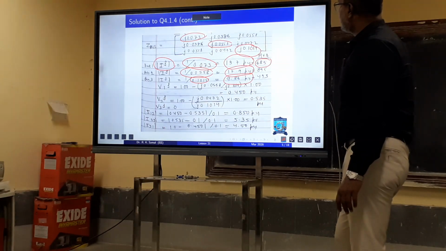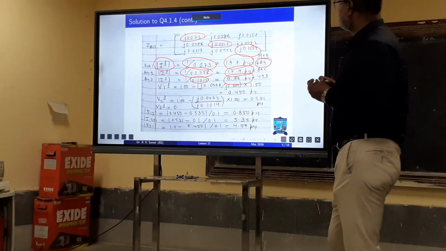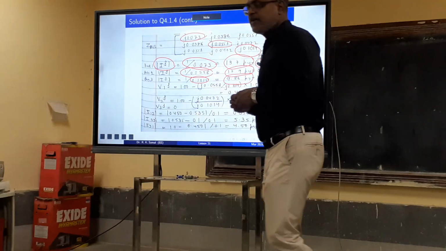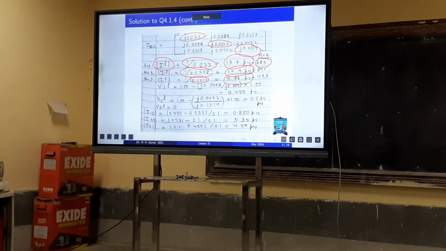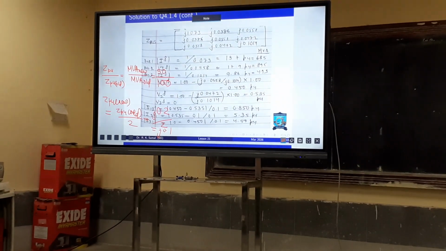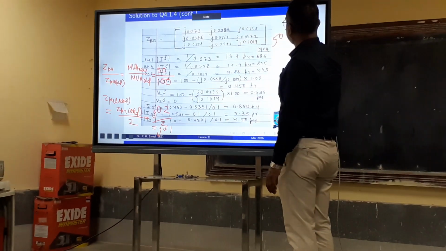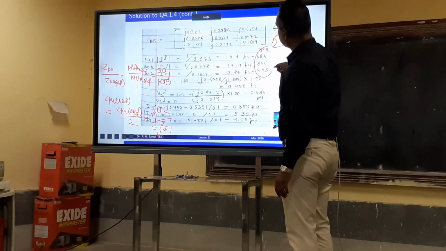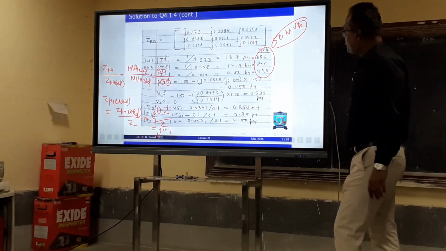So we have to find out the base MVA here. What is the base MVA here? Multiply. This question has 50 MVA base, and therefore these are the short circuit capacities at different buses. So that's the first part of the answer.